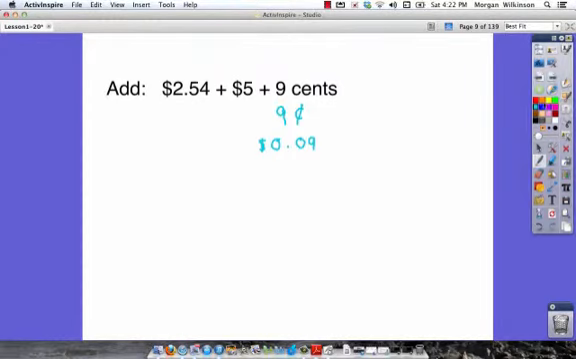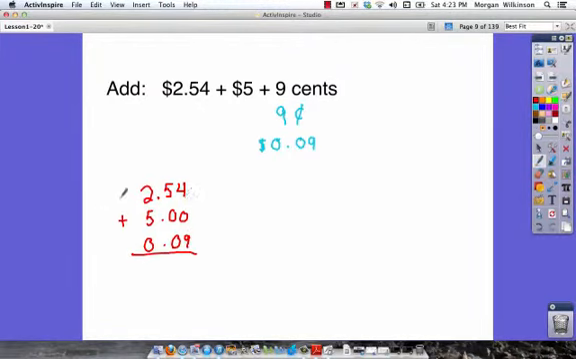So let's line these up vertically. We always want to make sure when we're adding with decimal points that we have the decimal in the same spot when we line it up. So $2.54. When we write these out, we don't need to put the dollar sign in front. We need to put it in the end though to remember we have money. Plus $5. That's the same as 5.00. And 9 cents. Now you can see the third way that we want to write that out is the way that we want to write it here when we add to make sure that we align everything. Now we can go ahead and solve.